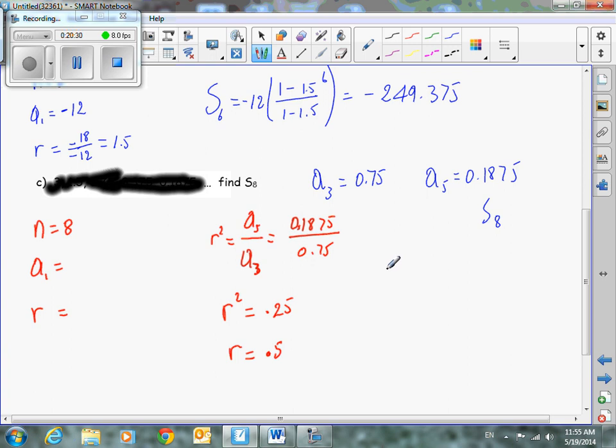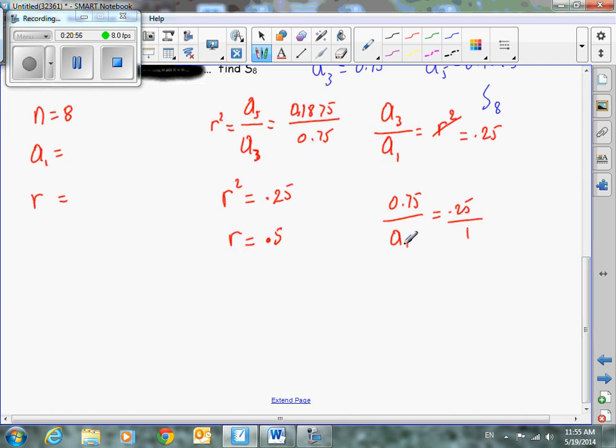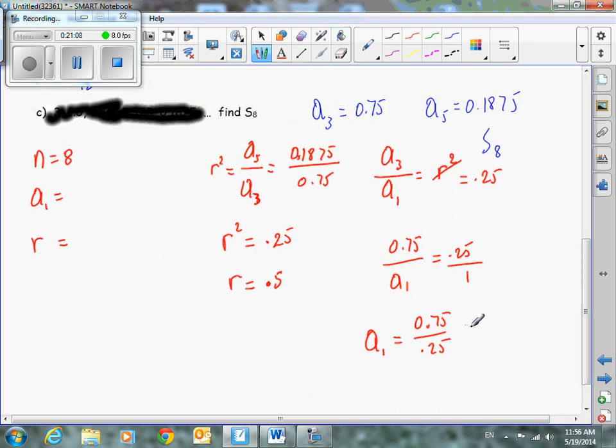To find A1, I will say A3 over A1 is equal to R to the power of 2. But we know what R squared is already. What is R squared? 0.25. So A3, 0.75, over A1 is equal to 0.25. You got to cross multiply and solve for A1. You end up with A1 is equal to 0.75 divided by 0.25. And what do you get? 3? Let's see if we got the right answer.